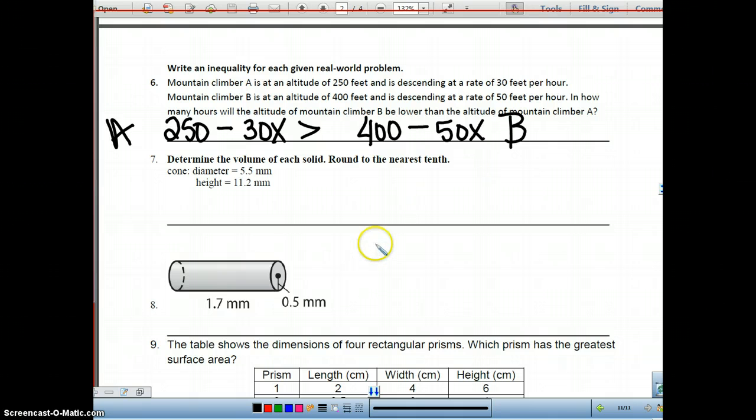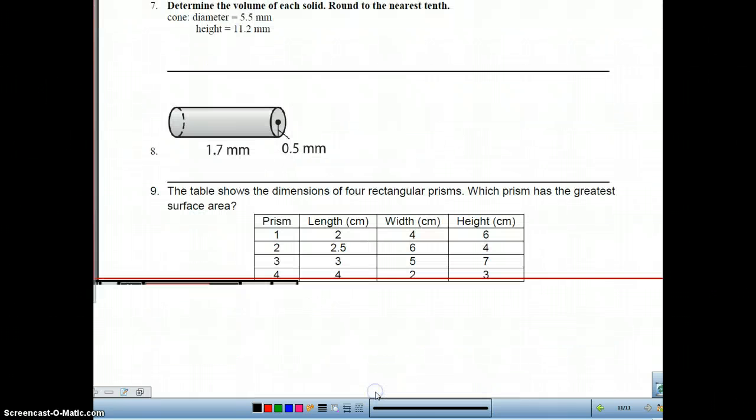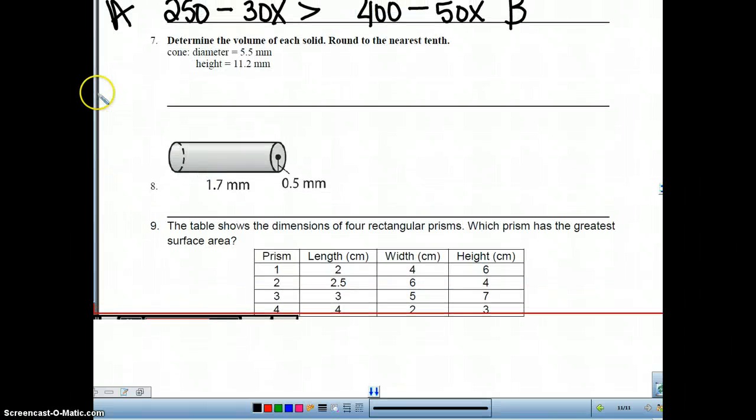I think we could probably get one more in, actually. Let's take a look at number 7. All right, so first I need the equation to solve this. It's a cone, and then we're looking for the volume. So volume of a cone is what? Pi times radius squared times the height divided by 3. Okay, so let's take a look.